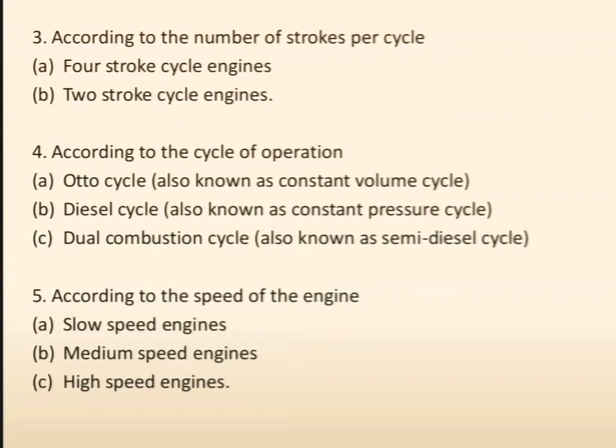Now, another classification is based on the cycle of operation. The first one is the Otto cycle, also known as the constant volume cycle. Why is it a constant volume cycle? Because once the charge, that is the mixture of air and fuel, is admitted inside the combustion chamber, there is no change in the volume of that charge. That's why this cycle is known as the constant volume cycle.